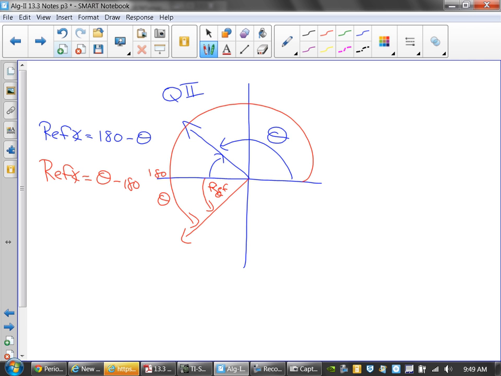Then if I'm going this far, I'm also going to bounce off my x-axis. What would the reference angle in purple be then? I don't know whether you can see the purple. How far off is it from there? Well, if I'm subtracting from 360, that's going to get me over here. So the reference angle is 360 minus theta.